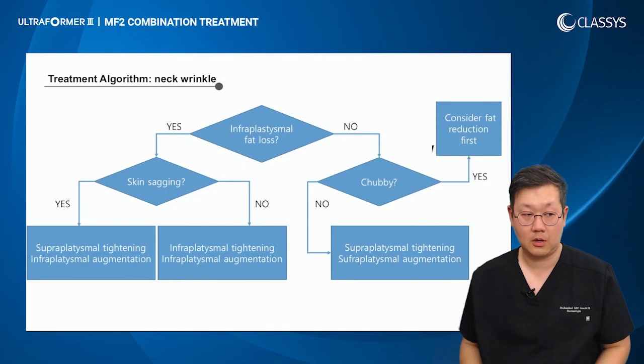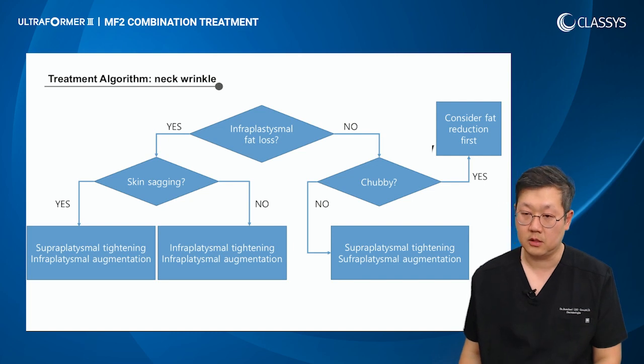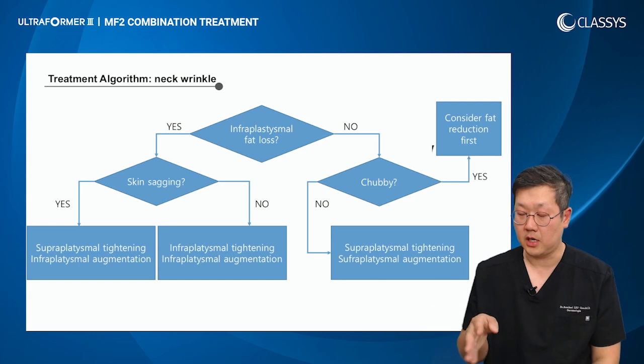Maybe you are talking about this scheme or the algorithms you can capture. Once again, with the infraplatysmal fat loss, whether it is there or not, whether skin sagging is combined or not, and whether the patient is chubby or not, is quite important for dividing the points.